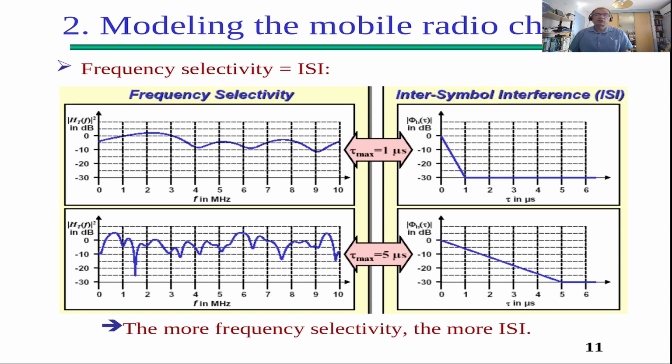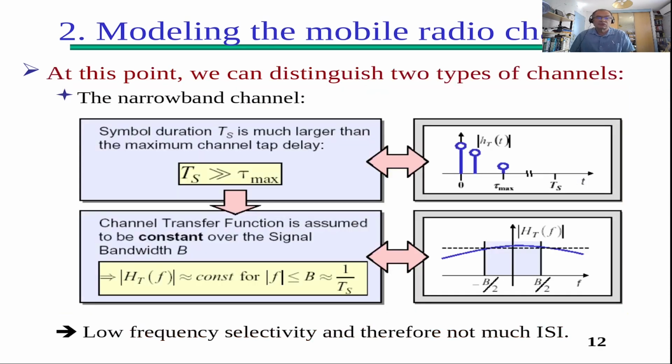Another consequence of frequency selectivity is inter-symbol interference, because we transmit digital data on this channel. The different symbols are going to interfere, and then the bit error rate is going to be higher and is going to degrade. So the more frequency selectivity, the more ISI as well.